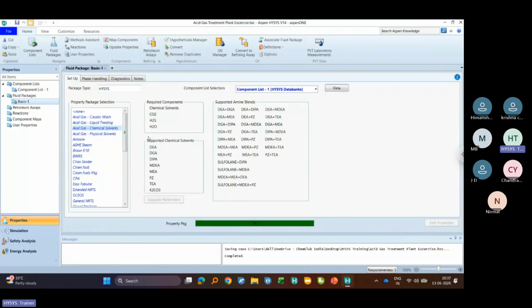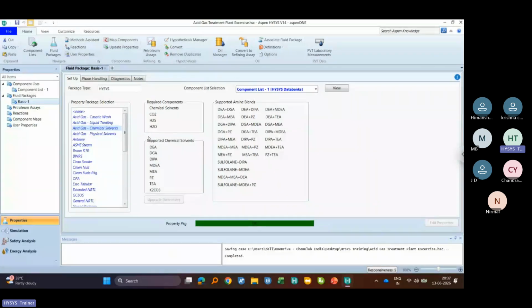But as I told you, don't blindly go for the property package suggested by Aspen HYSYS at any point of time. That's why, before coming to this step, I showed you how we can use the method assistant to select which property package is correct for our process. This was the property package suggested by the method assistant, and the same property package is chosen by Aspen HYSYS for our process. So we can go for this property package selection, that is acid gas chemical solvents.